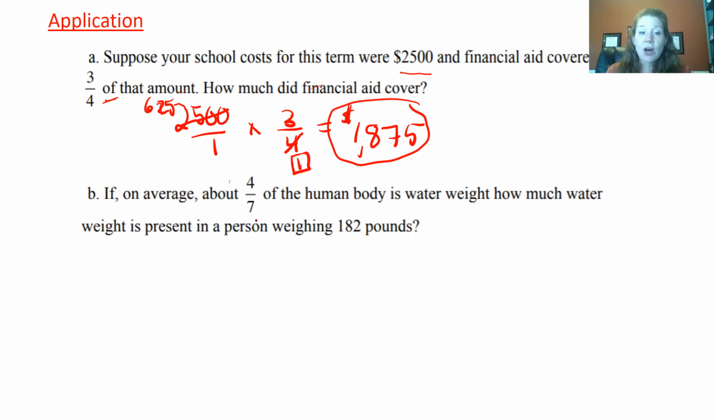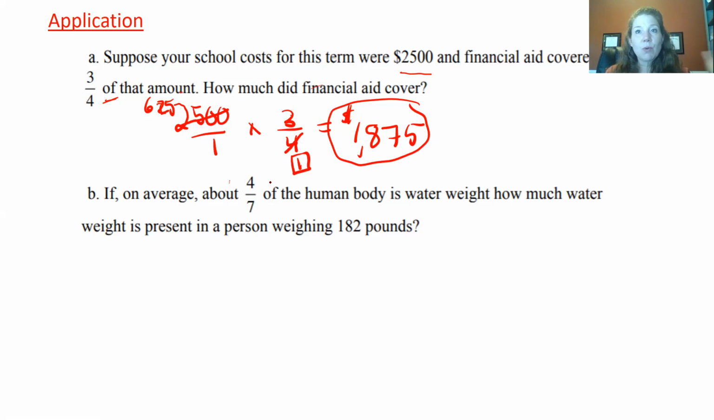Letter B, if on average about 4/5 of the human body is water weight, how much water weight is present in a person weighing 182 pounds? So a person weighs 182 pounds. We want to know how many pounds of that is water weight. So we want to know what is 4/7 of 182.